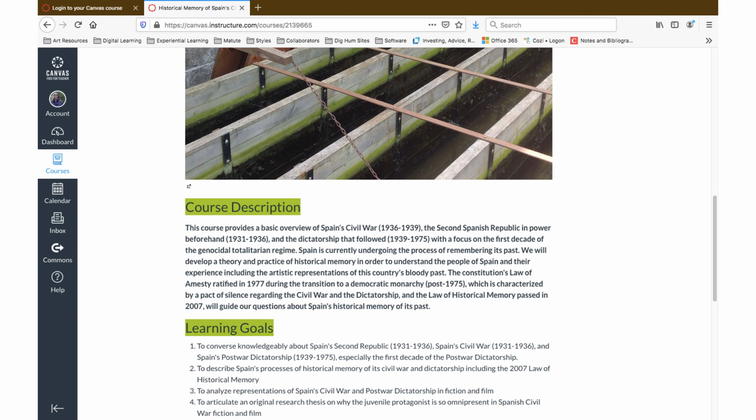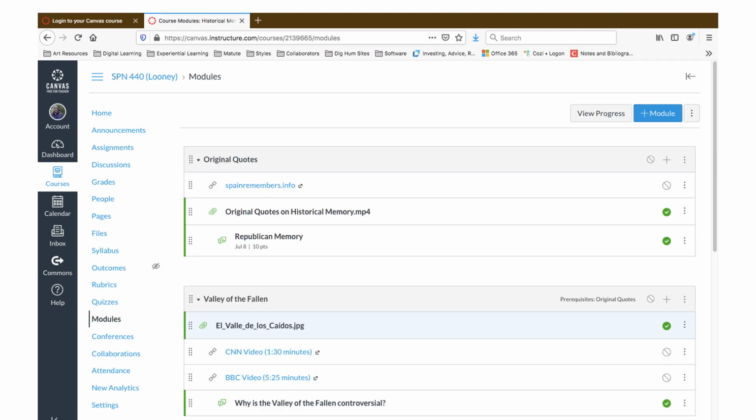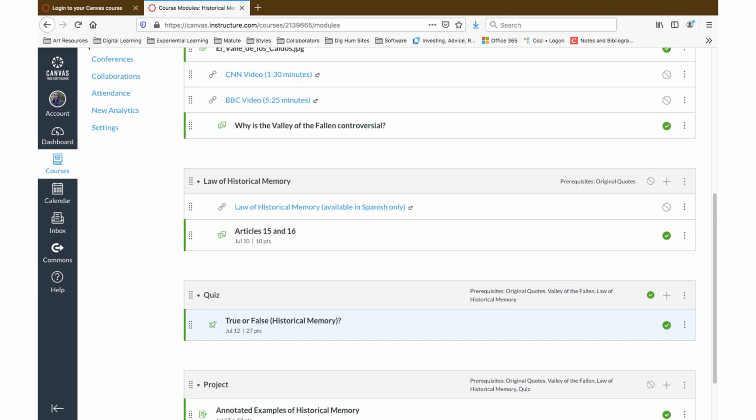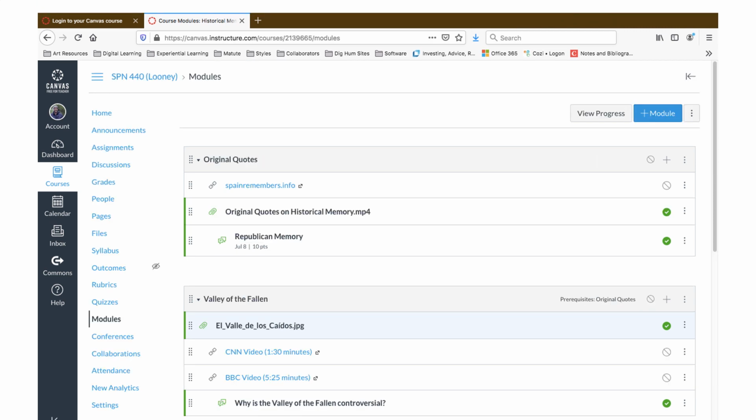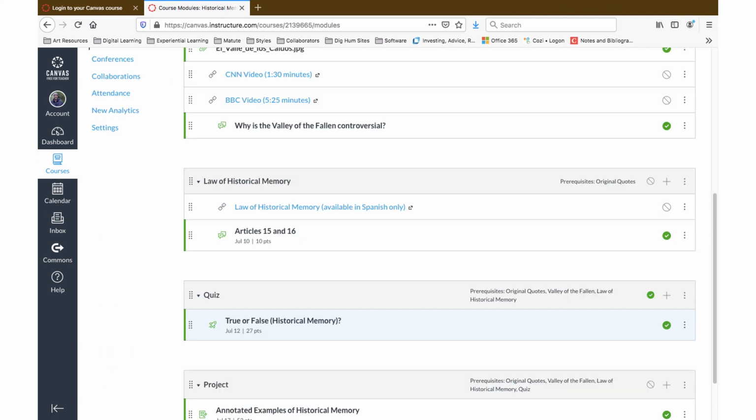Now moving on to content, what students have are news videos, articles from Spain's Law of Historical Memory. They have a discussion, which is up here, on Republican memory. And they do have a final project, but I'd like to focus on the quiz. It's a true or false quiz on historical memory.